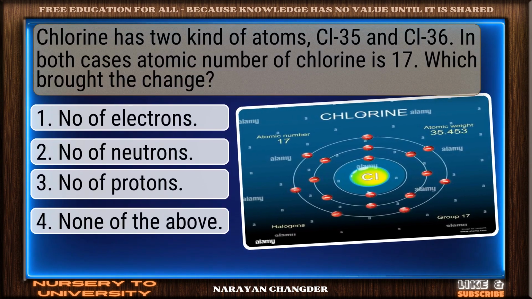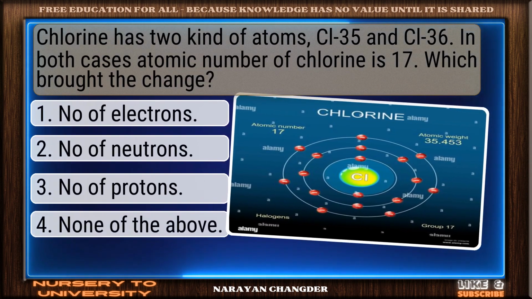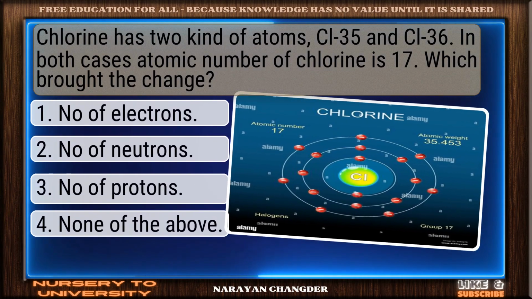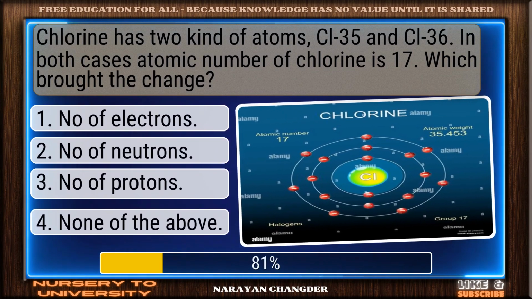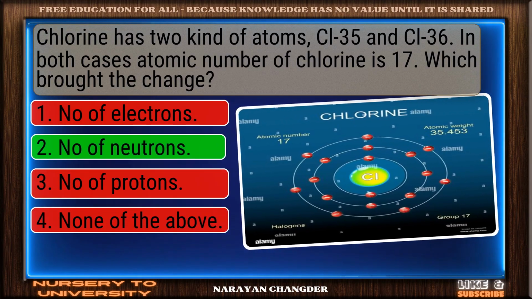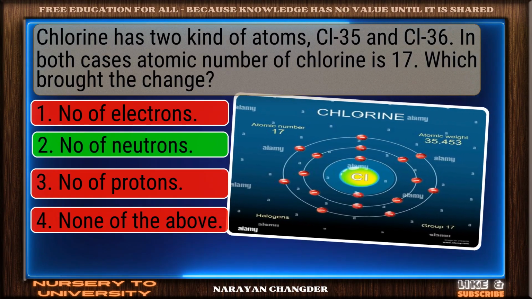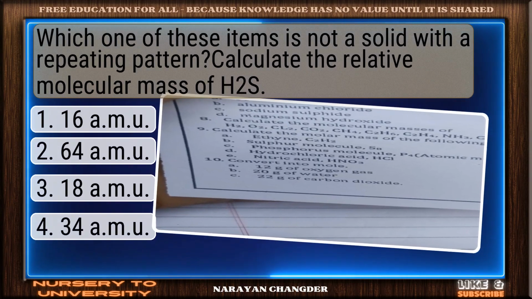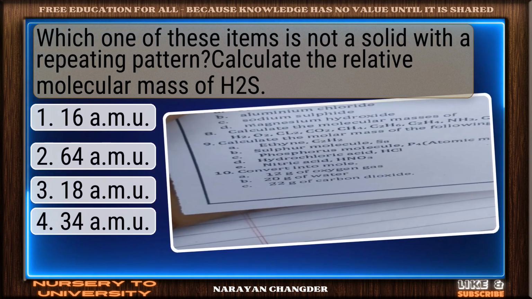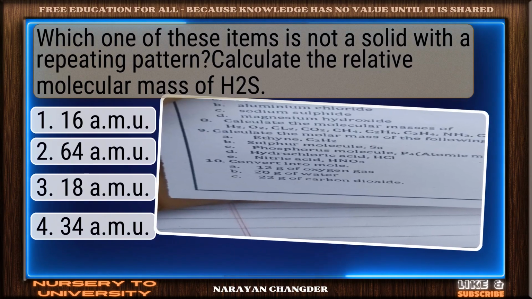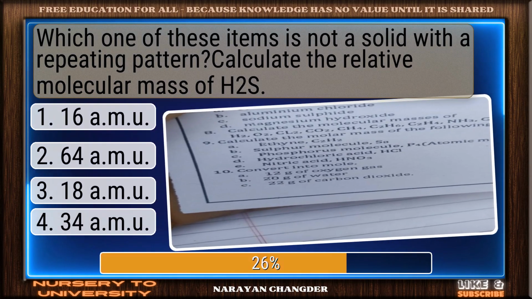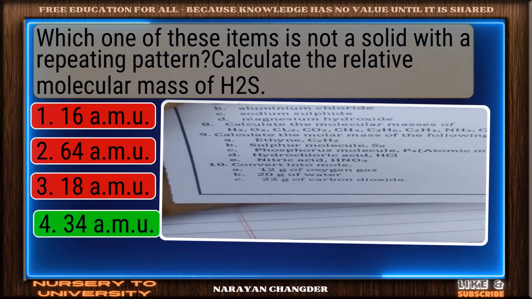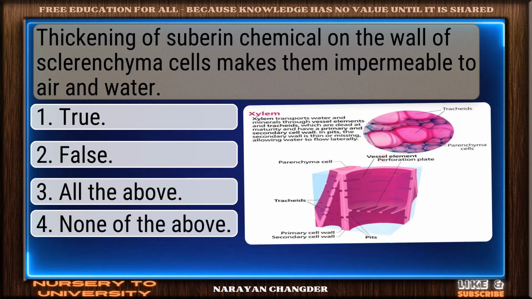Question number 38. Chlorine has 2 kinds of atoms, Cl35 and Cl36. In both cases, atomic number of chlorine is 17. Which brought the change? Perfect. No of neutrons is the correct choice. Question number 39. Which one of these items is not a solid with a repeating pattern? Calculate the relative molecular mass of H2S. You're right. 34 AMU is the correct answer.